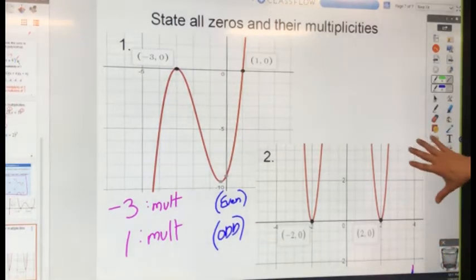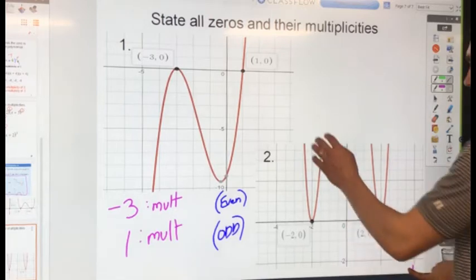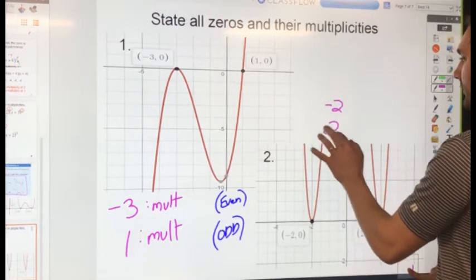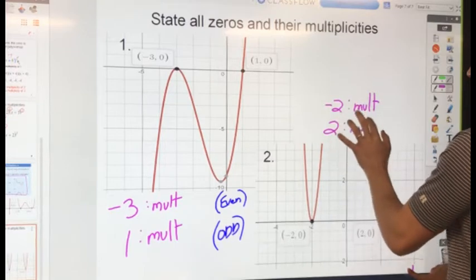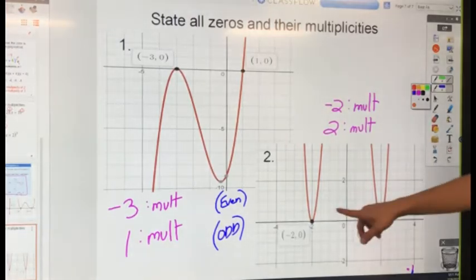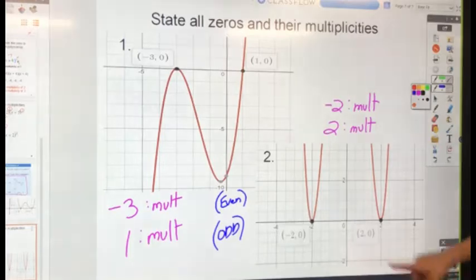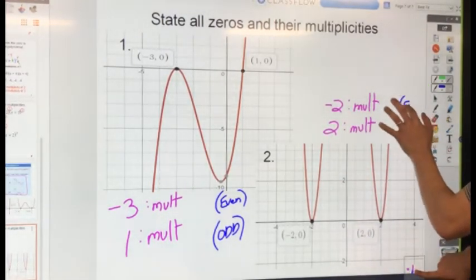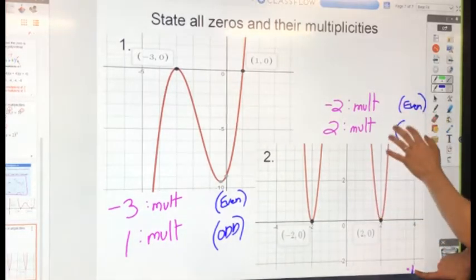We'll stop there for now. We'll look at number 2. I have 2 zeros here, -2 and 2, and all zeros have some kind of multiplicity, even if it's just 1. Would you say -2 is an even or odd multiplicity? Even. Even, because it's a turning point, it touches. And what about -2, or sorry, +2? This is also even.